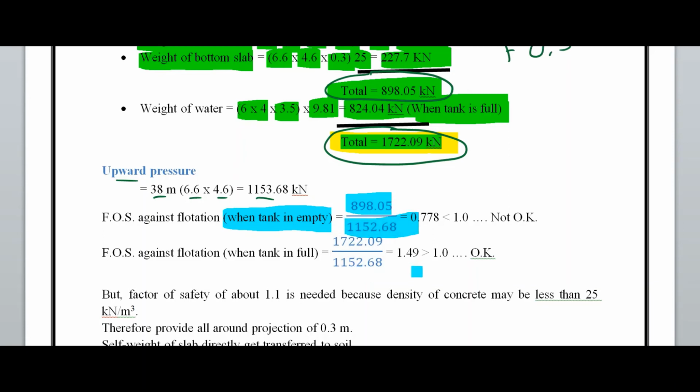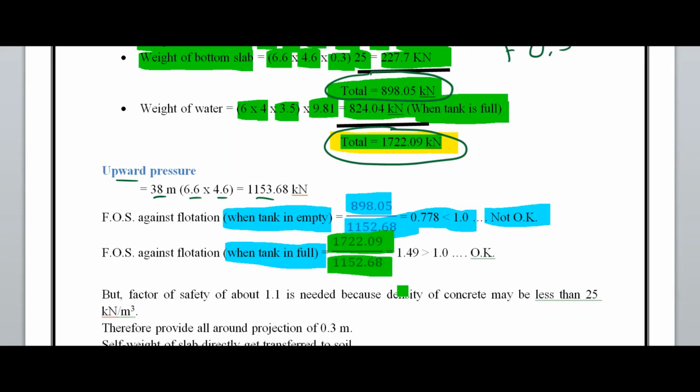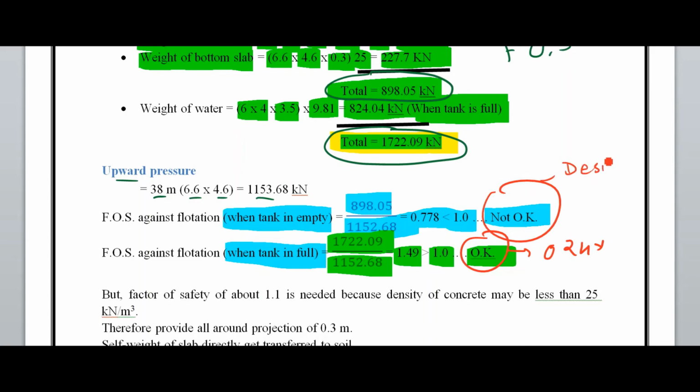8898.05 divided by 1152.68 gives 0.778, which is less than 1, so not okay. But the factor of safety against flotation when the tank is full: the downward force is 1717.22 and the upward force is 1152.68, giving 1.49, so okay, the design is okay. When we find it okay, we can provide 0.24% reinforcement, but if not okay, we have to design it.